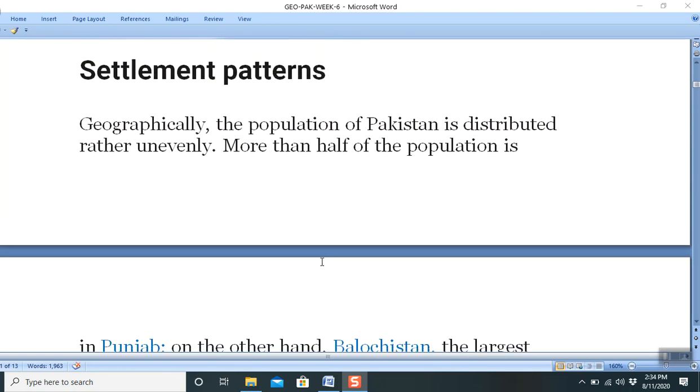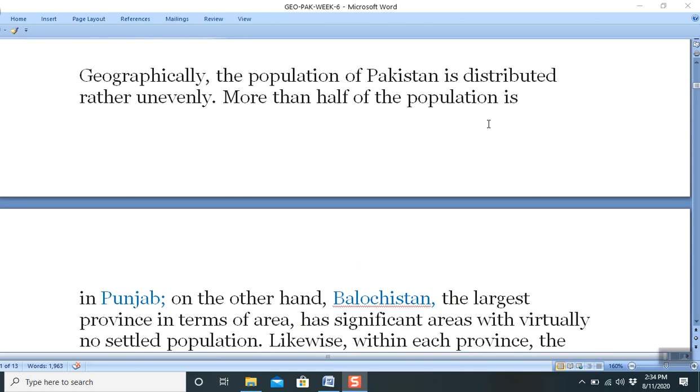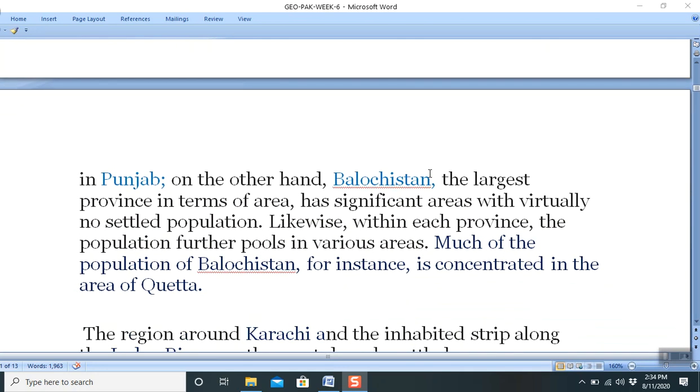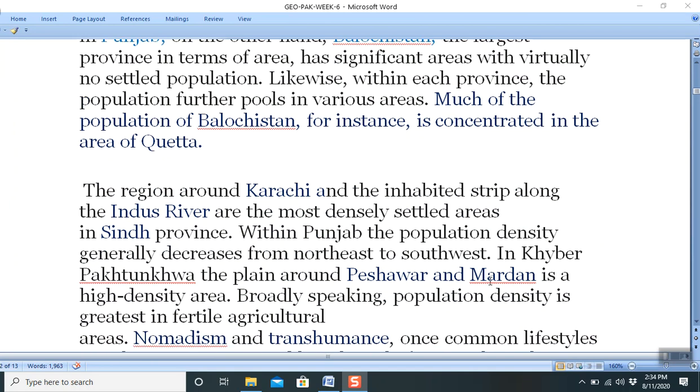Okay, let's read. Geographically, the population of Pakistan is distributed rather unevenly. More than half of the population is in Punjab, and on the other hand, Balochistan, the largest province in terms of area, has significant areas with virtually no settled population. Likewise, within each province, the population further pools in various areas. Much of the population of Balochistan, for instance, is concentrated in the area of Quetta.